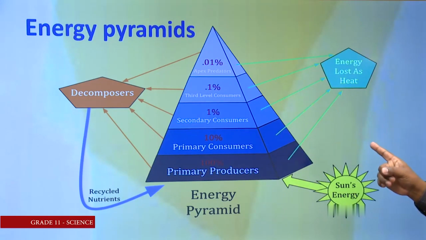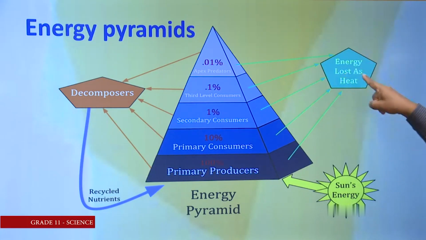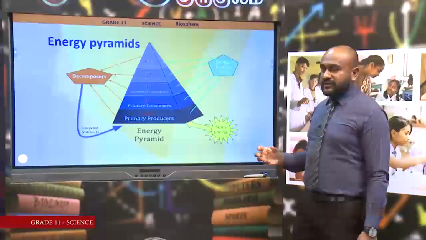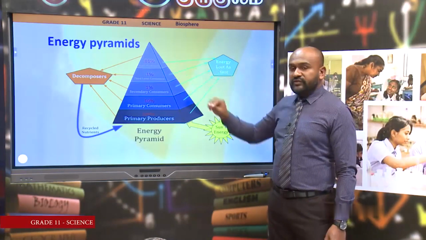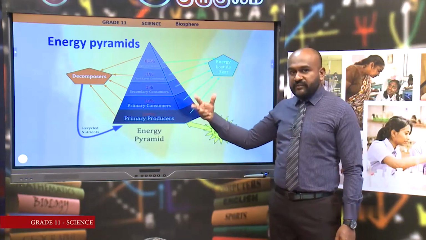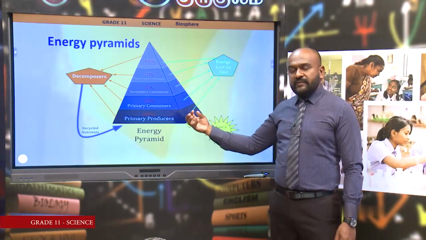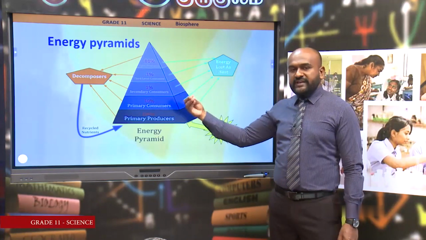So, you can see that there is a 90% energy loss. Why, what is the reason? You can see the reason also. The main reason is energy lost as heat. How come heat here? Because all these organisms respire to produce energy. Their cellular respiration produces energy, and part of that is lost as heat.